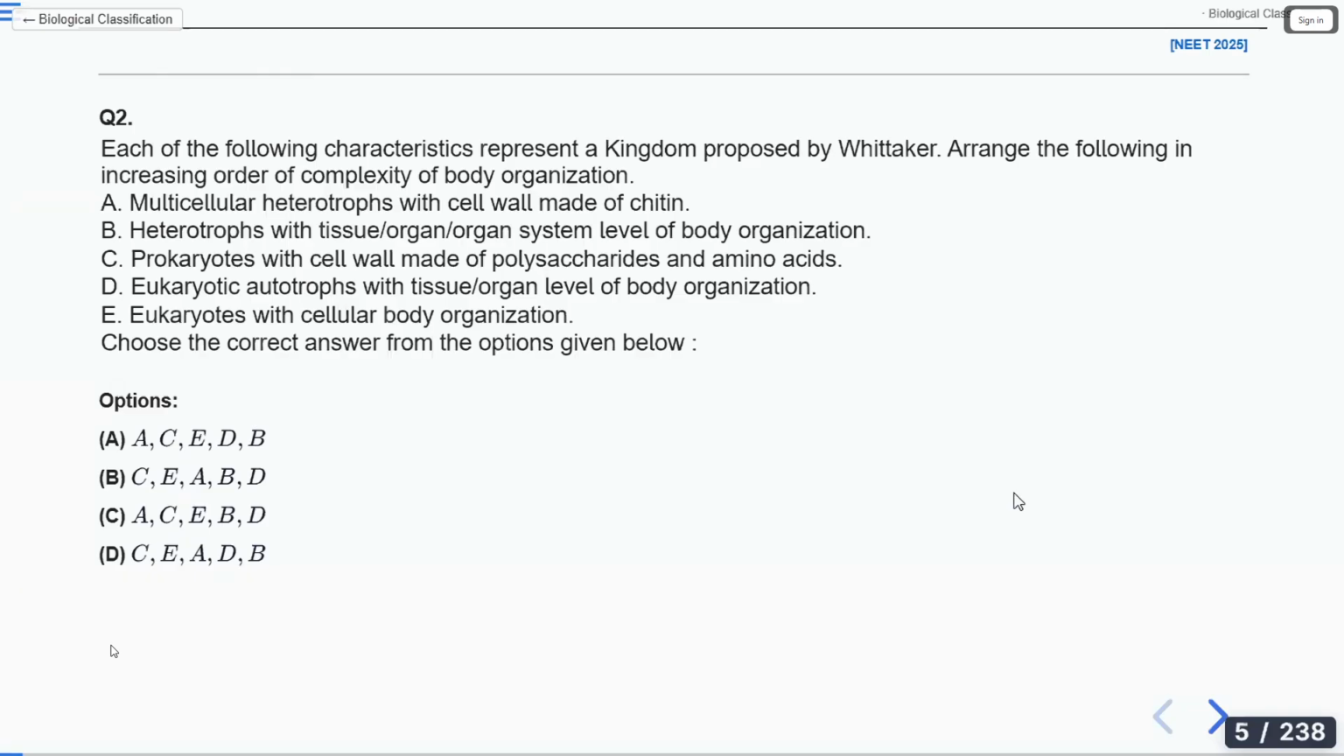Multicellular heterotrophs with cell wall made of chitin. Then heterotrophs with tissue, organ system level of body organization. Prokaryotes with cell wall made of polysaccharides and amino acids. Eukaryotic autotrophs with tissue, organ level of body organization. Eukaryotes with cellular body organization. So you have to now choose the correct answer.